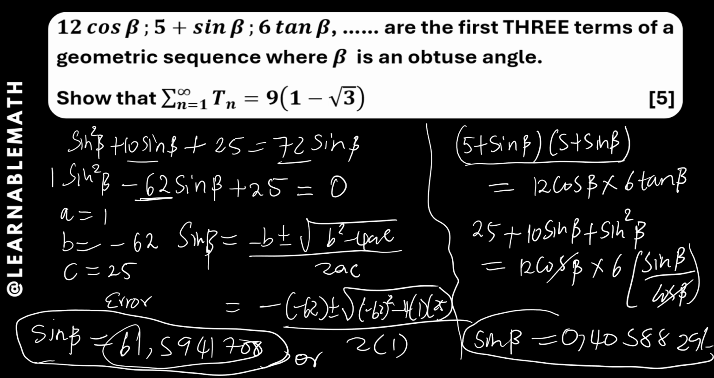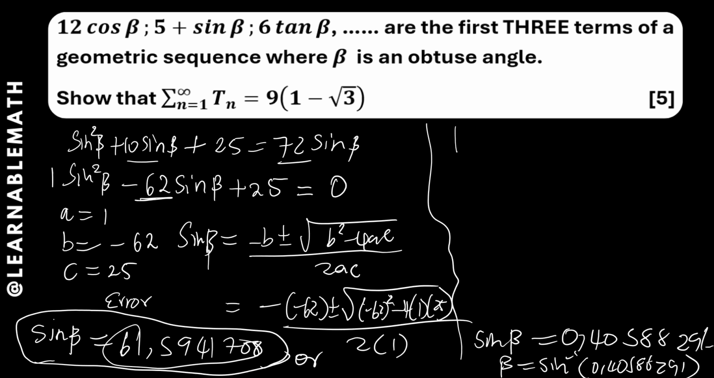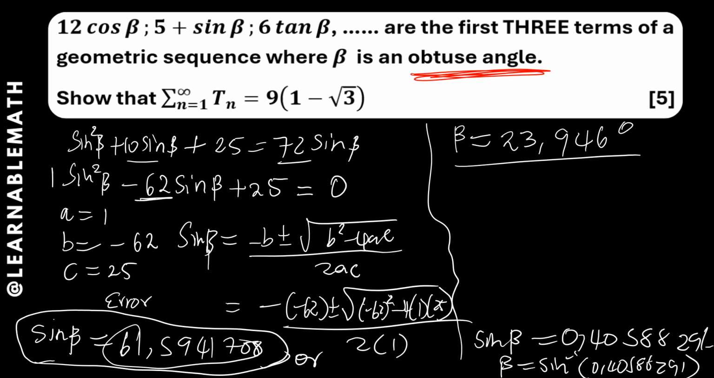So this one is reasonable, so we can solve for beta by saying arc sine of 0.405889291. Then we can get the answer for beta. Let me just create some space here. So when you solve for beta there, you'll get beta equals 23.946 degrees. And you can see the angle that you are given is an acute angle, less than 90, but here they want an obtuse angle.